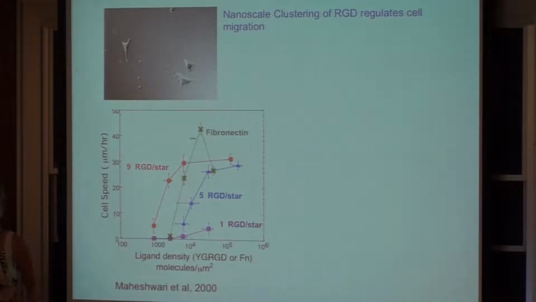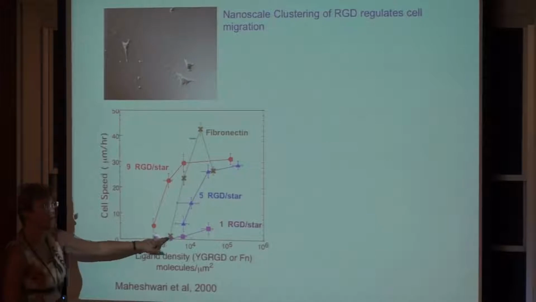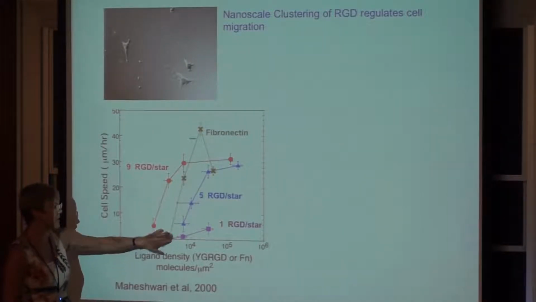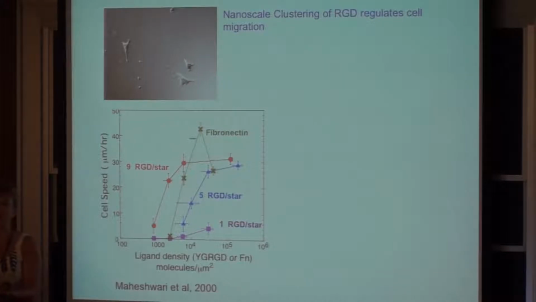Now imagine you're walking across ice. It's very hard to get traction, right? You don't move very fast. So it's like a cell on a poorly adhesive surface.